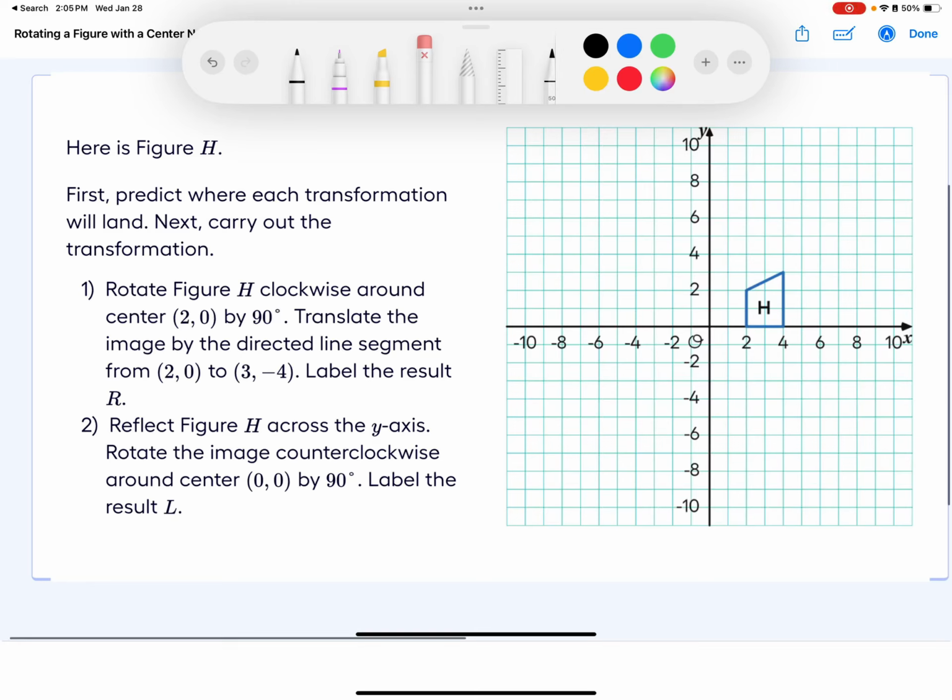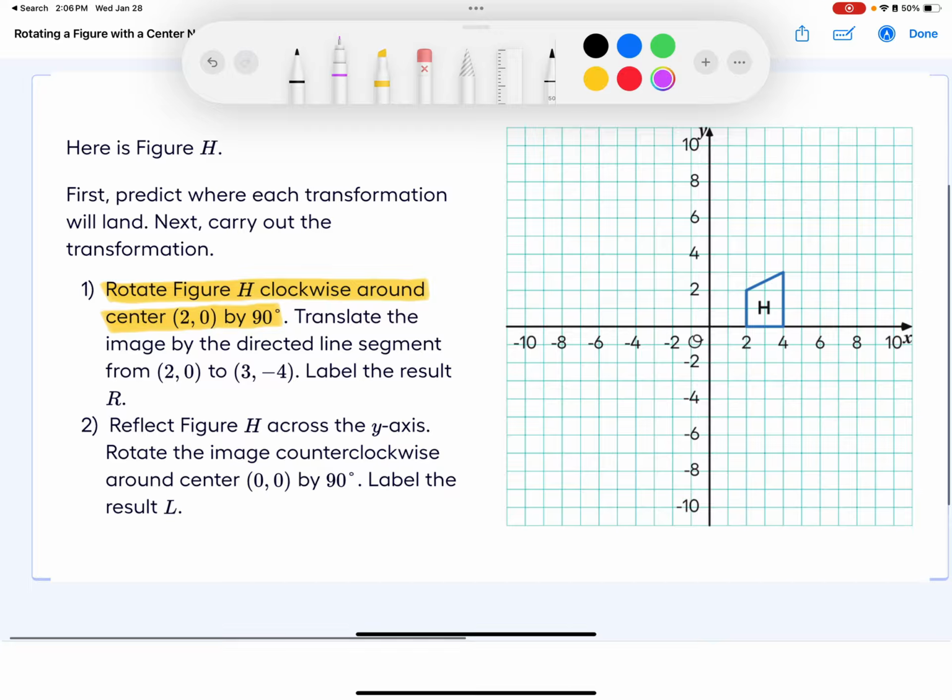For anyone who missed today's lesson on rotating a figure with a center of rotation not around the origin, we're on page 199 in the IM curriculum in Unit 6. So this is lesson number 1. Here is a figure H. First, predict where each transformation will land. Next, carry out the transformation. So the first part is we're just going to focus on number 1, rotating figure H clockwise around the center point 2, 0 by 90 degrees.